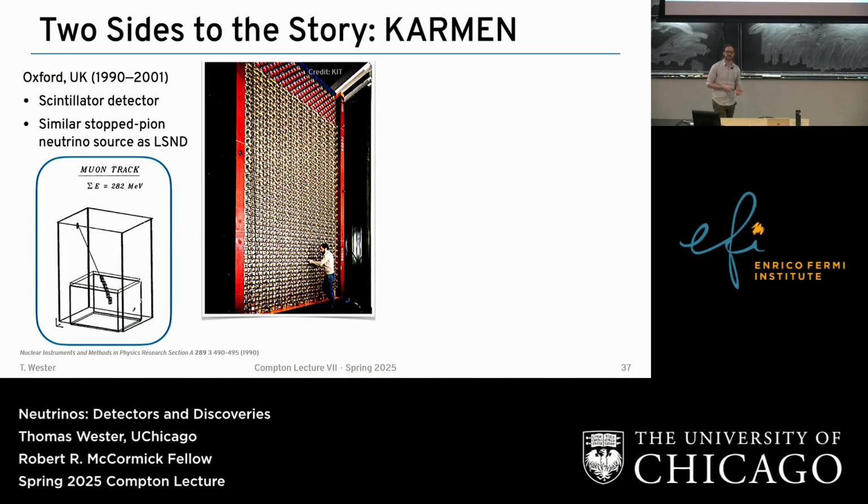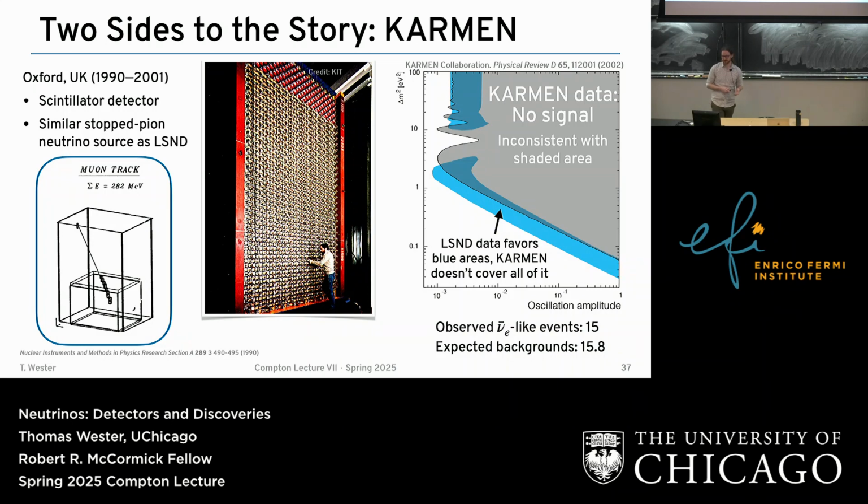And what they found is that there was actually no excess. So unlike LSND, they didn't measure any excess. In fact, they measured 15 events, and they expected about 15.8 events of background. And so interpreting their result in the context of the LSND result, they're actually in conflict with each other. And this plot summarizes that conflict.